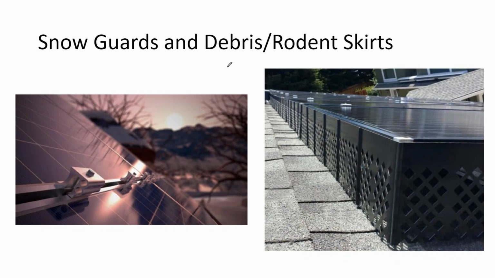Two other material items to be aware of: snow guards, which are little clips that you can line the array with. The function of this is to make sure that the snow does not avalanche off of the array all at the same time. So you put friction onto the array surface to prevent it from doing that. That's only used in areas of very heavy snowfall.